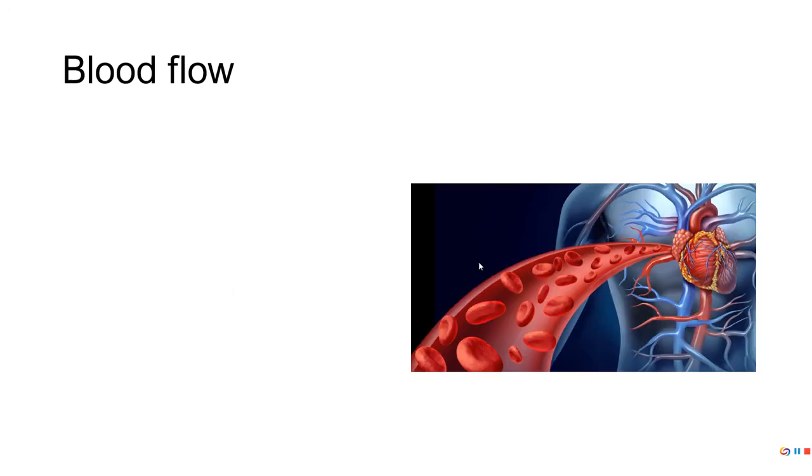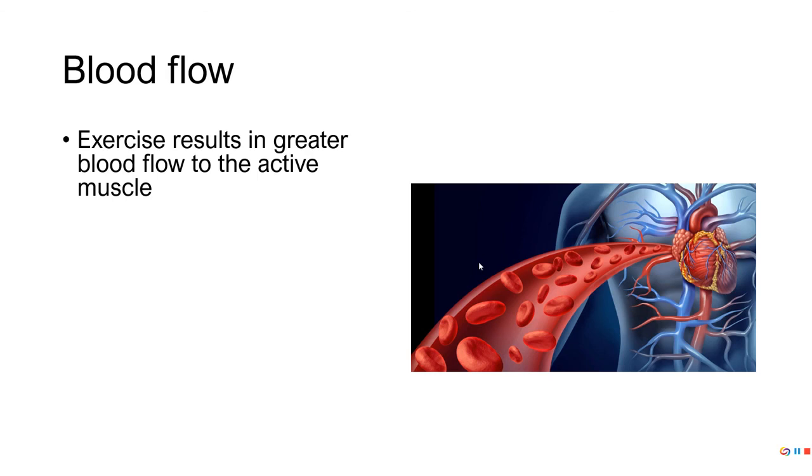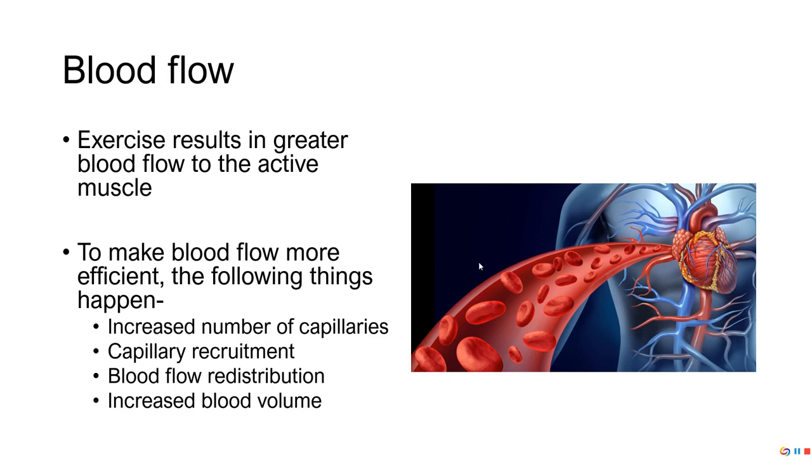Then there's blood flow. When we exercise, we send more blood flow to the muscle. That makes sense. But as we train, we want to become more efficient, and so we do this several ways. We increase our capillaries. We're able to recruit more capillaries. We are better able at redistributing this blood flow. We have increased blood volume, right? And we've already talked about how increased blood volume will lead to an increased stroke volume. Okay, and we're going to get into how that increased blood volume occurs in just a minute.